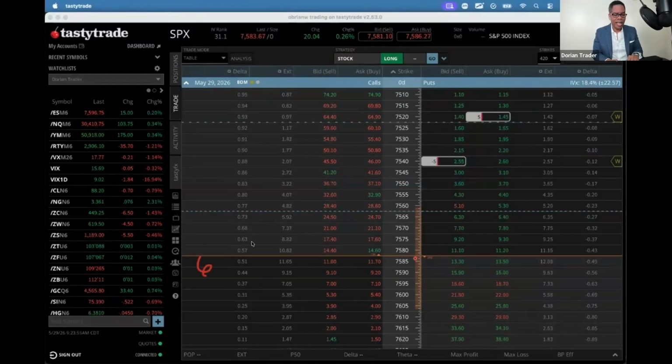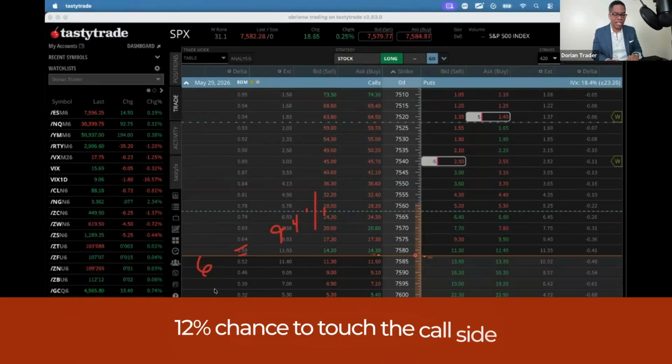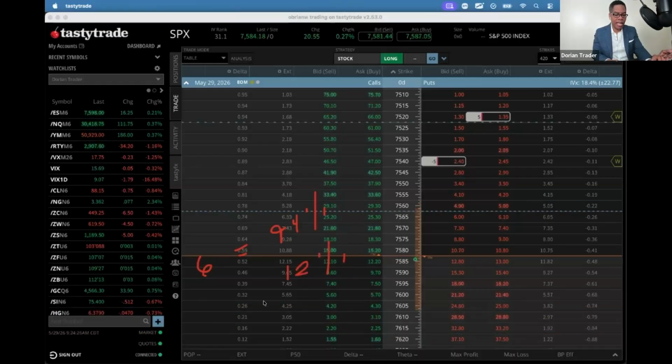So what that means is that you're going to have a 94% chance, if it was just a call side, of making at least something at expiration. Right? So you take the 100 minus 6 from it, 94. Now the probability of touch is once again on the call side 2 times the delta. So the probability of touch would be about a 12% chance it touches on the call side. Right? So that is a very small possibility it touches on that call side at that 6 delta.